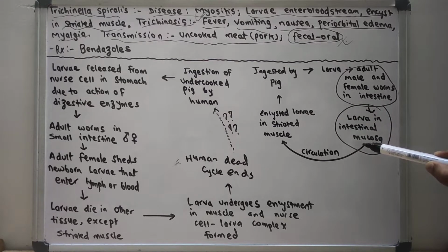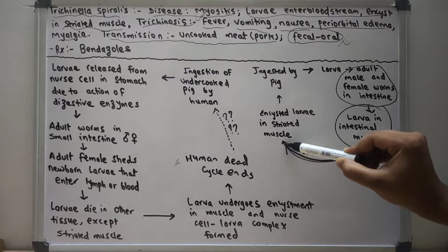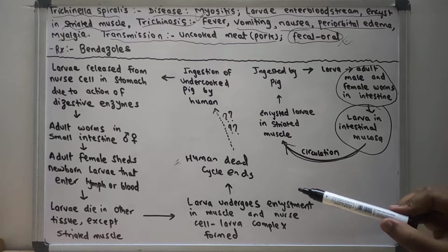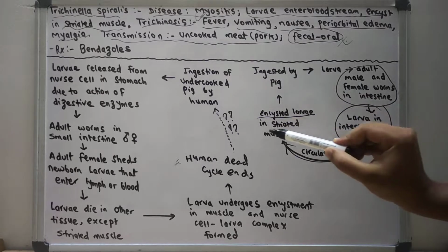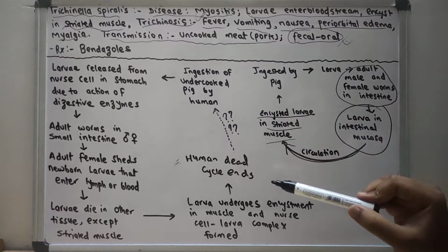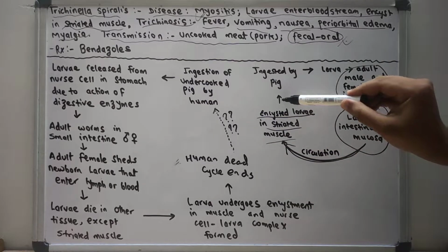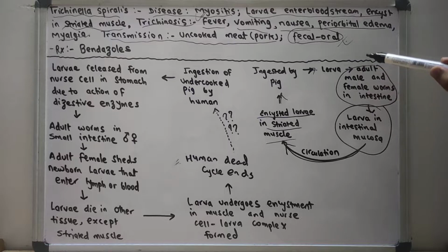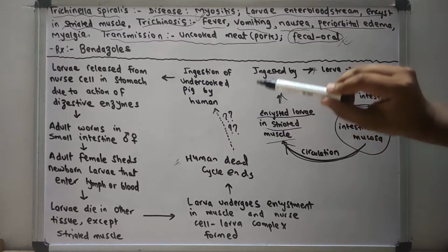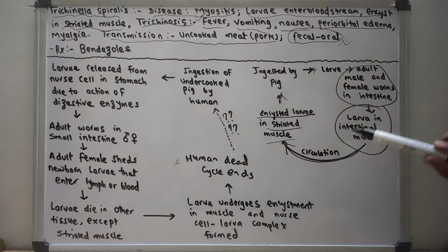and it goes towards the circulation, and after that the larva encysts in the striated muscle of the pig. If that is ingested by another pig, then again the larva is formed and the adult male and female are formed, and the life cycle is completed in the pig.